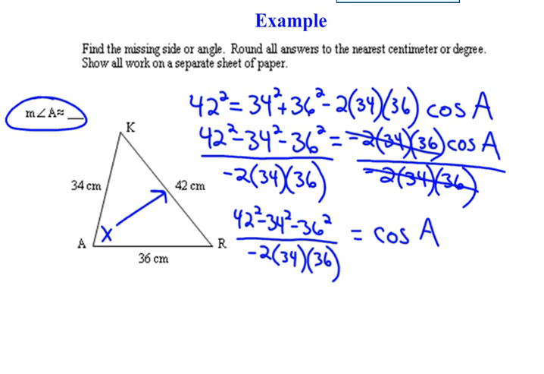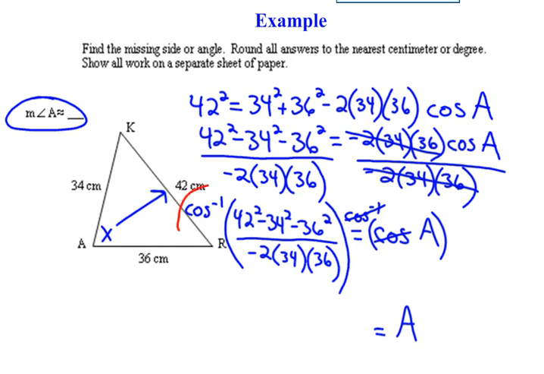So the only thing left to do now is get angle A by itself. We've solved for the cosine of angle A, but we want to solve for just angle A. And as I said before, we know that to undo the cosine, we take the inverse cosine. And whatever we do to one side, we have to do to the other side. So the inverse cosine undoes the cosine, and that's what leaves us with angle A all by itself. And the inverse cosine of all of this, we can plug right into our calculator to get our answer.